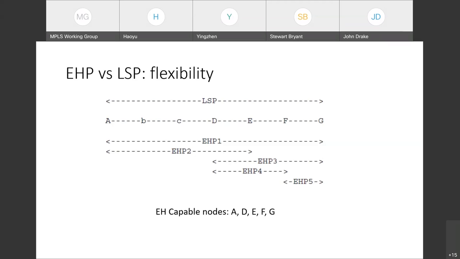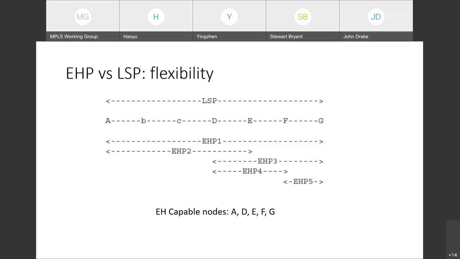Right. So what you could do is push EHP1, push the label stack to D. At D, you can pop the label delivering you to D, push EHP3, and then push the label to G. Right. That doesn't require new things from LSRs. Inserting EHP3 on the fly does require something new, and I just wanted to verify that it was feasible.